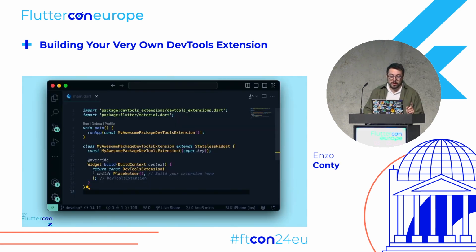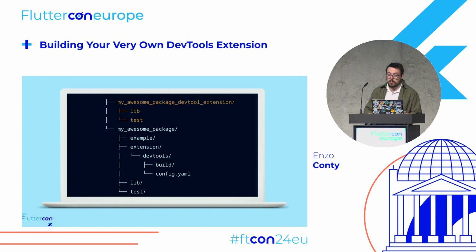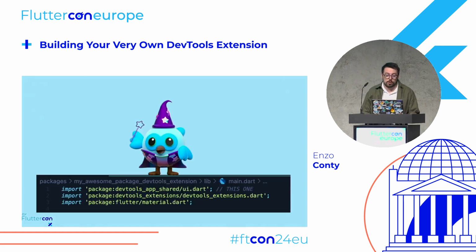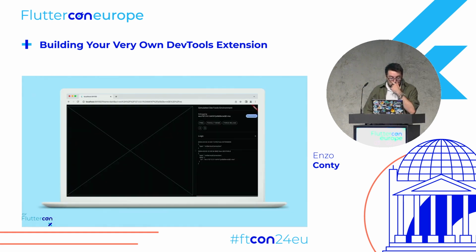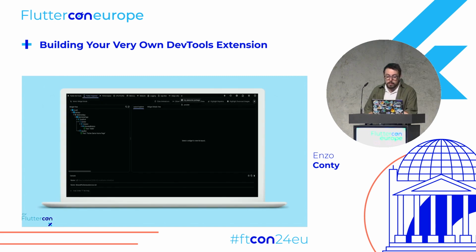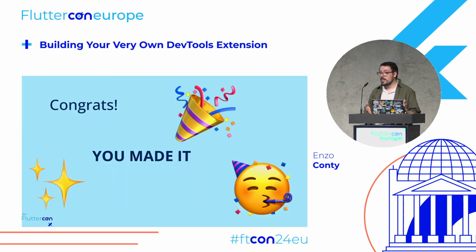If that's not clear, I'm speaking about building the my awesome package DevTools extension. We're building it, taking the result of the build and putting it in the build directory of my awesome package. You can do it manually, but there's a command for it. Basically, you now have your own DevTools extension that works for the official DevTools, and that's basically it.